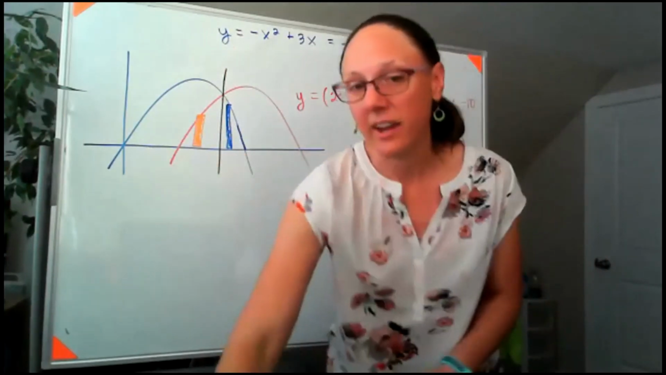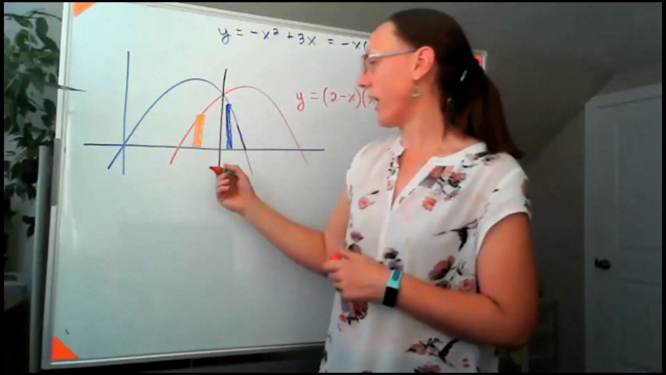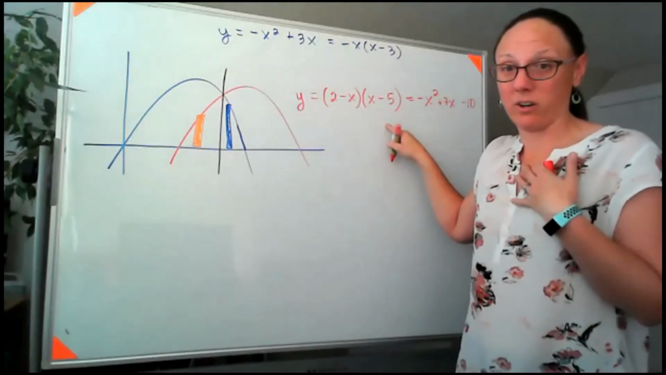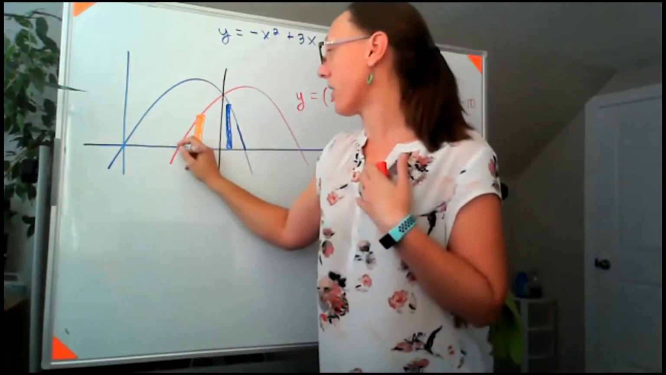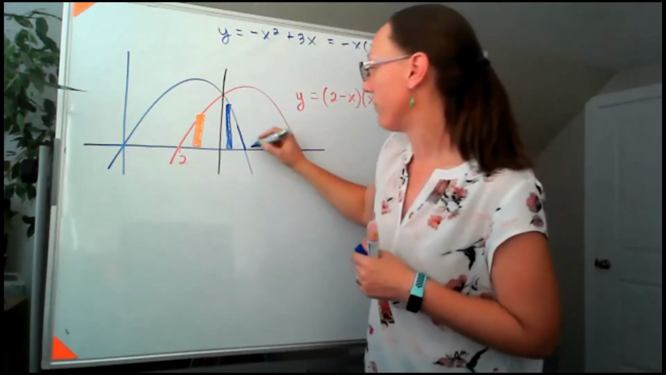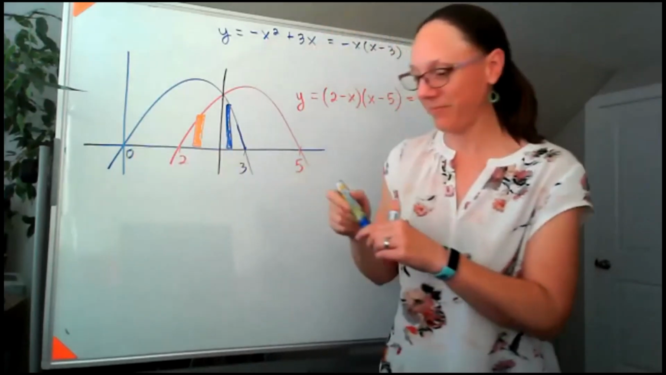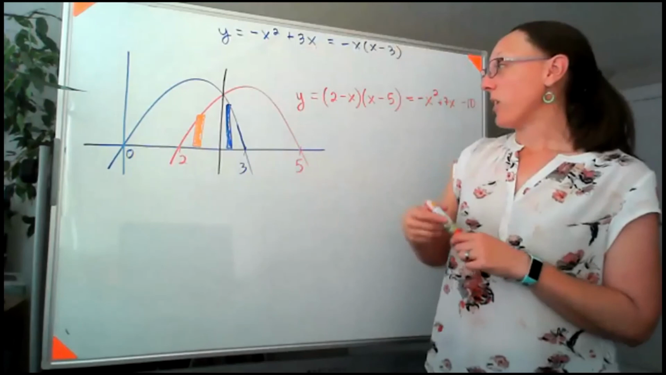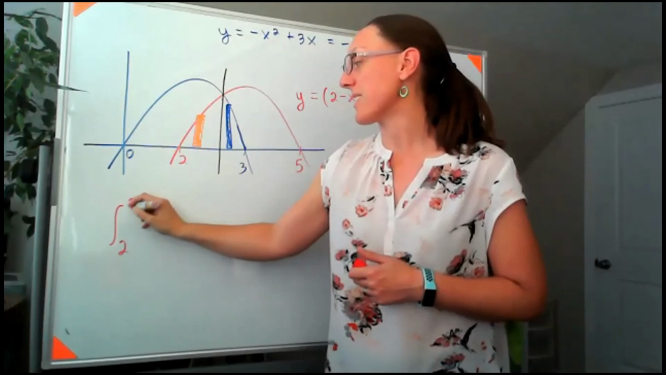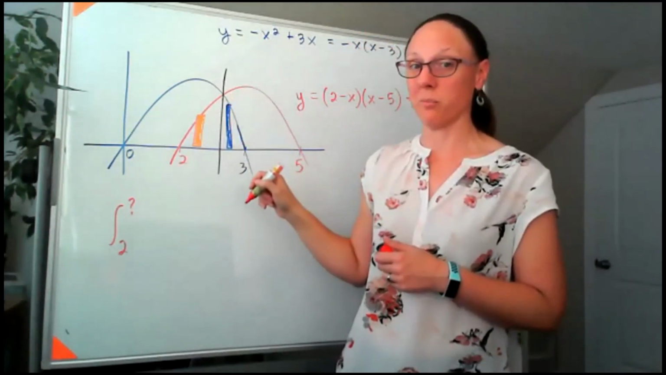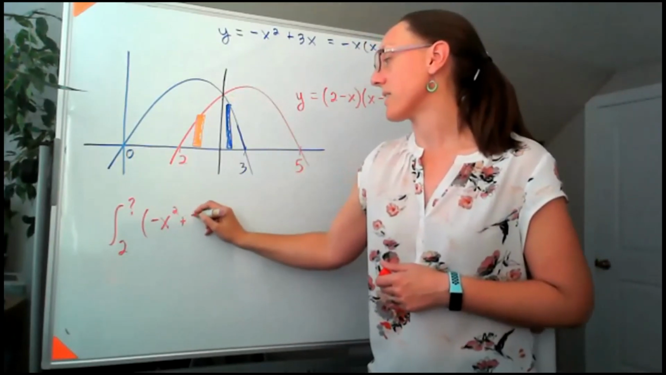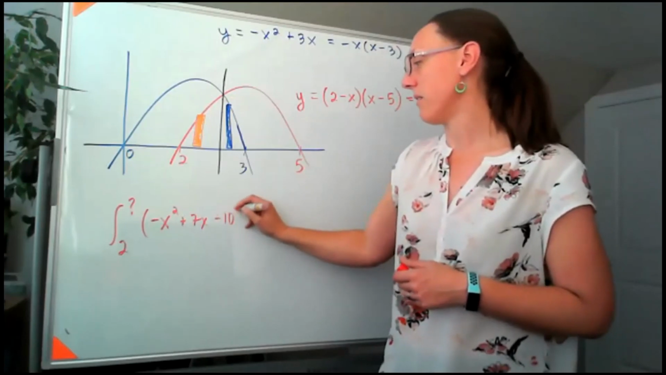So on the left-hand side, my integral is going to look like, oh, and I wrote it in factored form so that I would know where the intercepts were. So these intercepts are at 2 and at 5. And from the blue one we had before, I know that's 3 and 0. So when I write out my integral for the left-hand side, I'm going to be going 2 to something because we haven't found that intersection point. But I'd be using my function negative x squared plus 7x minus 10.